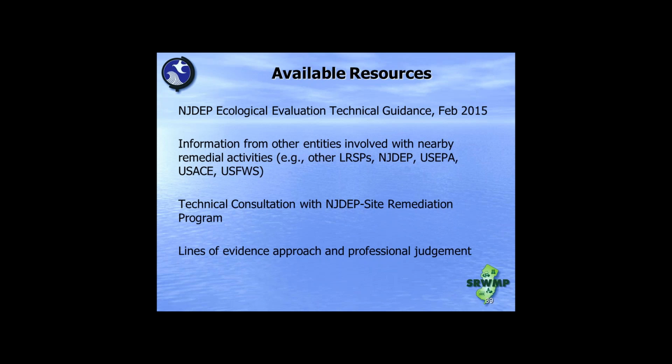So how do you go about doing this in situations where you have potentially overlapping or conflicting programs? The first is, the best resource is the department's Ecological Evaluation Technical Guidance. And the reason that I'm pointing that out is because it's especially useful to guiding development of sampling plans to produce data which will assist you to distinguish between your project's investigation versus potential ambient or background conditions.